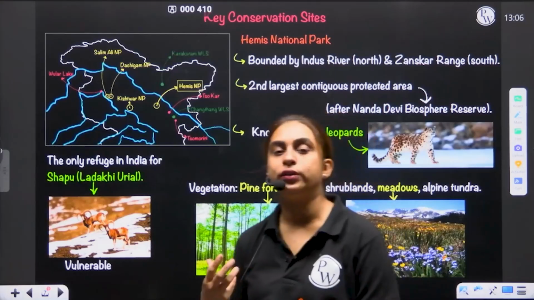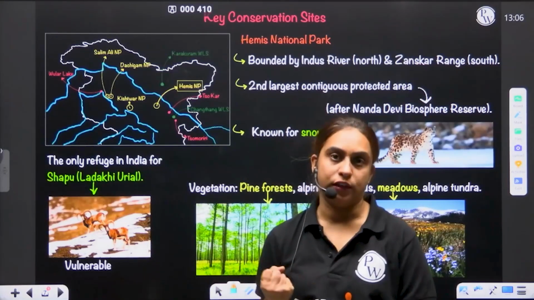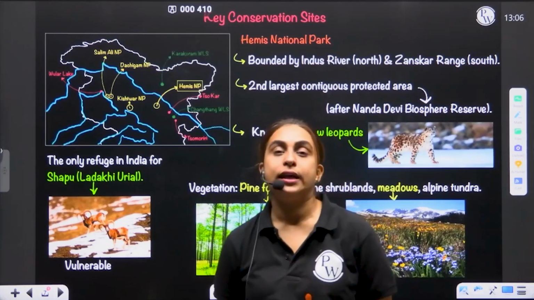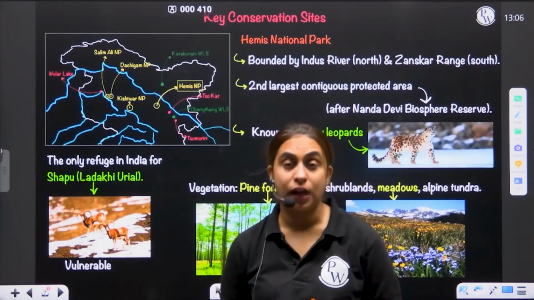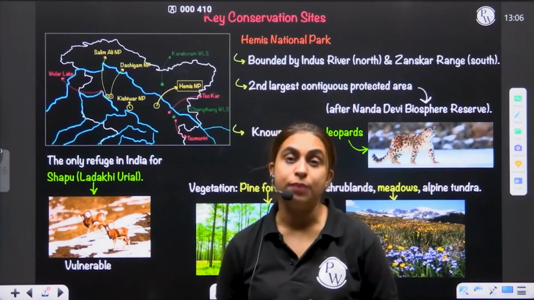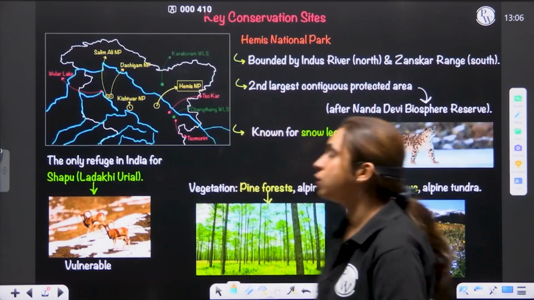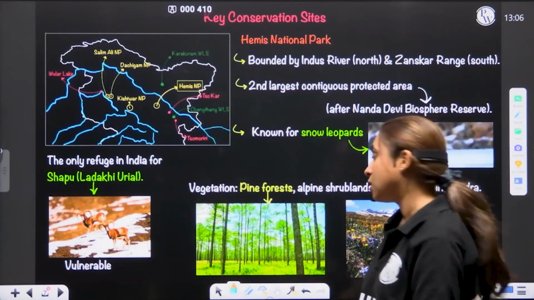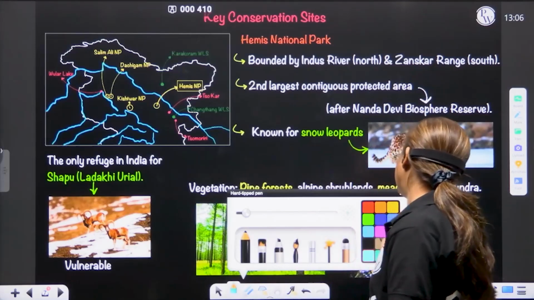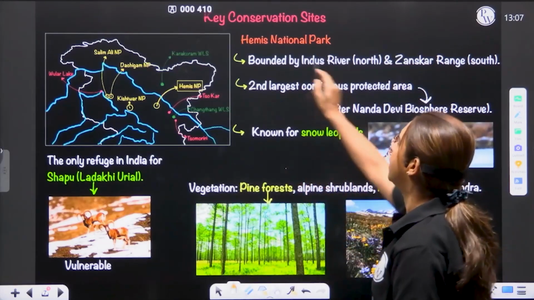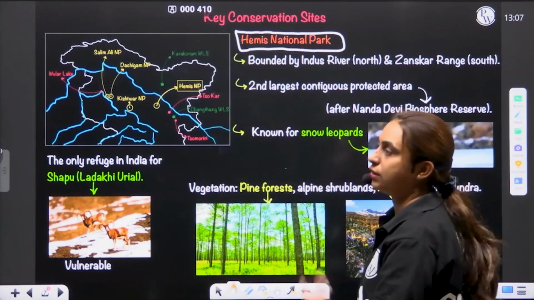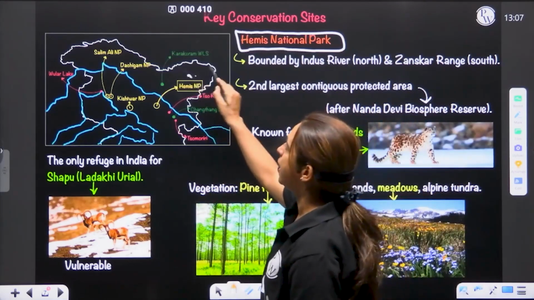If I move on to the ecological features of Indus, we've seen that Indus has the blind Indus dolphin. Apart from this, Indus also has various other ecologically important flora and fauna. So it has national parks, it has important flora, it has important trees. So let's focus here. What are the important trees that you have? It has a very important national park. Near the Indus is a very important national park, that is Hemis.